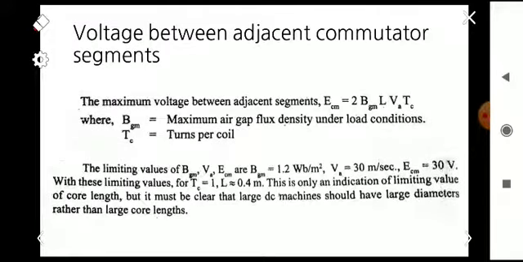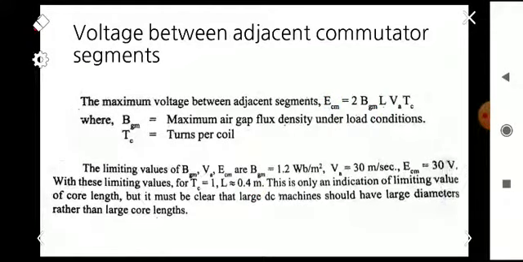The next one is the voltage between the adjacent commutator segments. Here the maximum core length is fixed by the maximum voltage that can be allowed between the adjacent segments. The equation for maximum voltage between adjacent commutator segments is Ecm is equal to Bgm L Va Tc, where Bgm is the maximum air gap flux density under load conditions and Tc is the turns per coil. The limiting value for Bgm is 1.2 Weber per meter square, Va is 30 meter per second peripheral speed, and the maximum voltage between adjacent commutator segments is 30 volt. By assuming Tc as 1, that is turns per coil as 1, and substituting these values in this equation, we obtain the value of L as 0.4 meter.